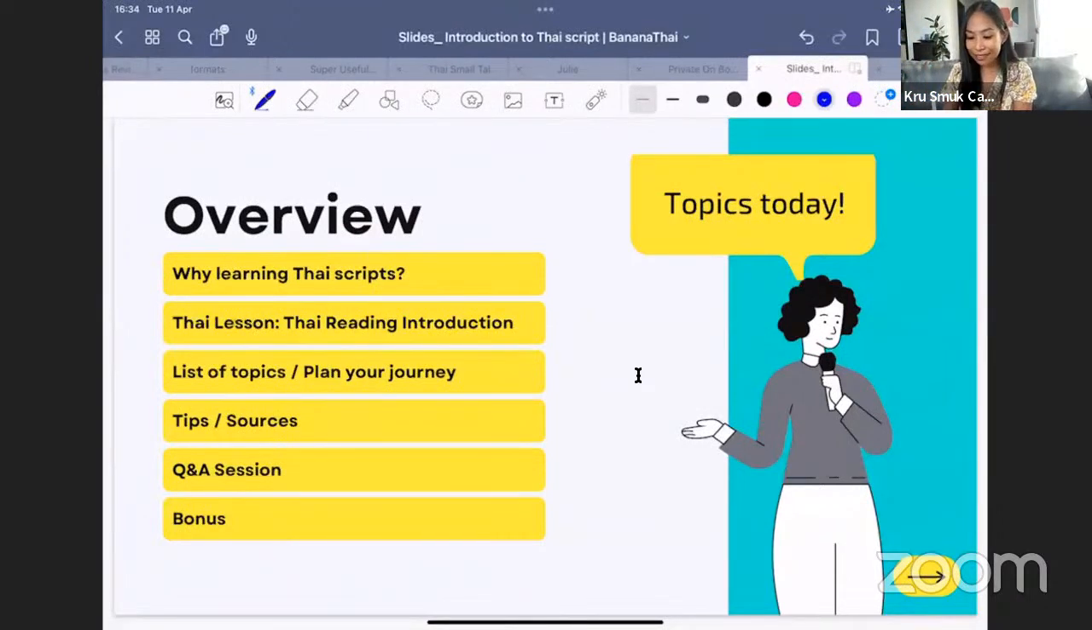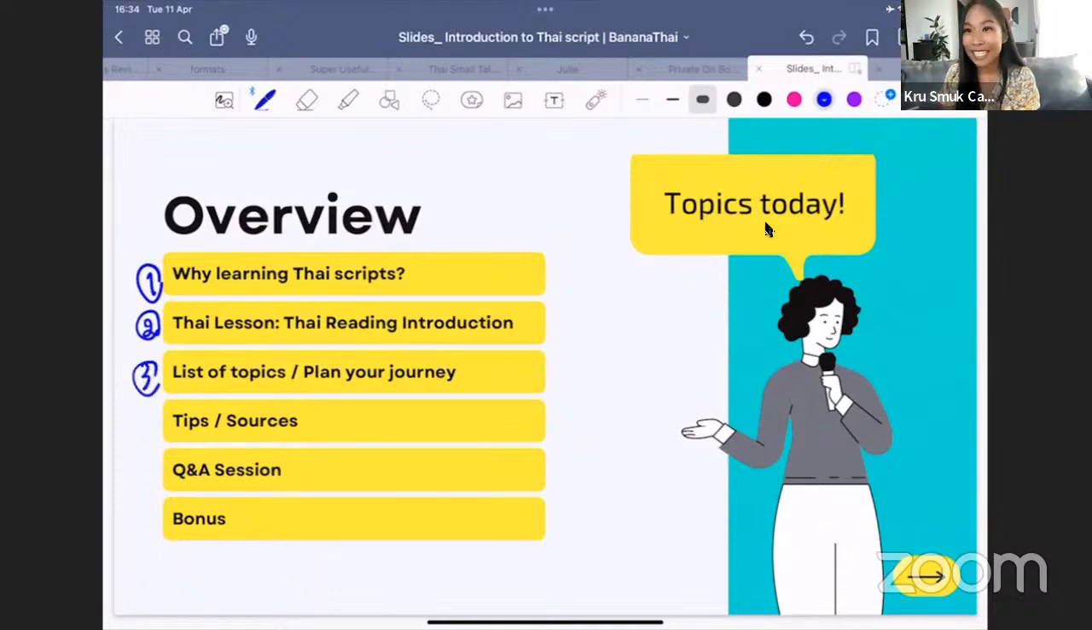So as you can see right now, here's the overview. First one, I'm going to answer your question: why do we need to learn Thai script? Is Thai script necessary to become fluent in Thai or not? Second one, I'm going to host a mini lesson, the Thai reading introduction. So you can see an overview of what topics you need to go through in order to be able to read basic Thai.